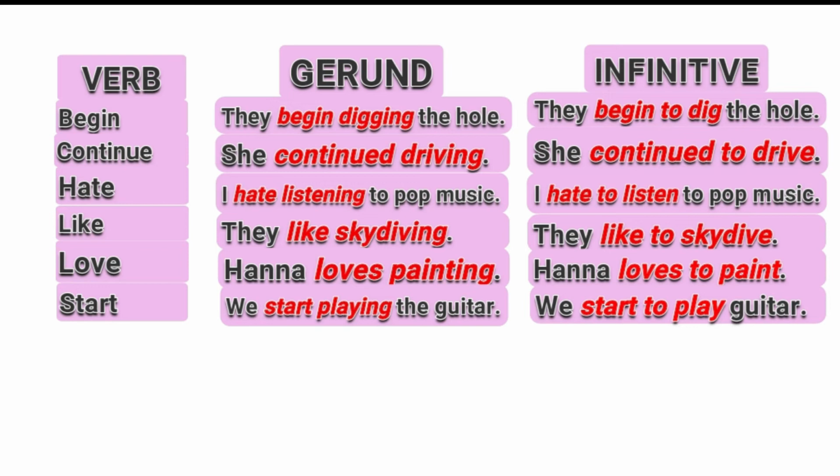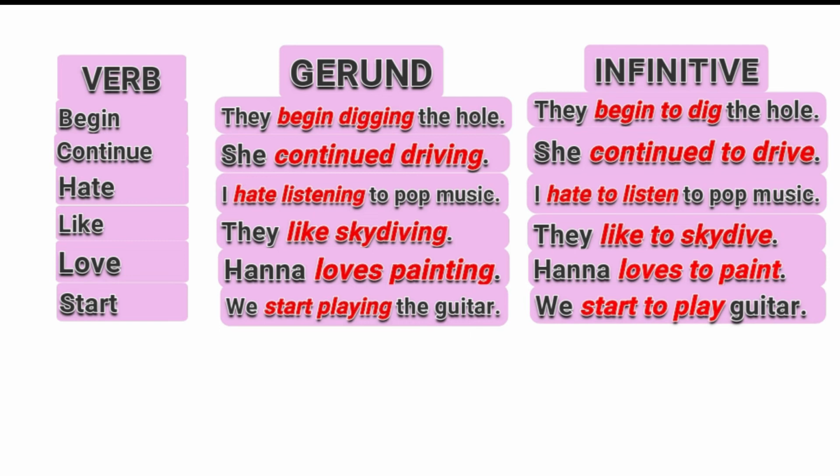Let's look at some examples from the table. Using the verb continue, we can say: she continued driving, or she continued to drive. Both sentences have similar meaning. With the verb hate, we can say I hate listening to pop music. It's quite similar to I hate to listen to pop music. Between the two sentences, whether we use the gerund listening or the infinitive to listen, the meaning is similar. As you observe from the screen, the rest of the sentences: they like ski driving, or they like to ski drive.